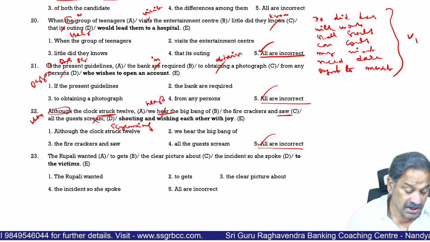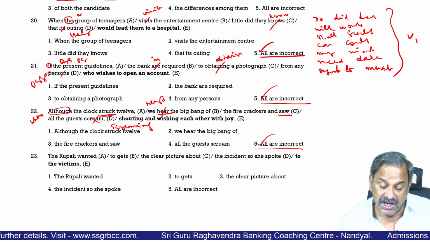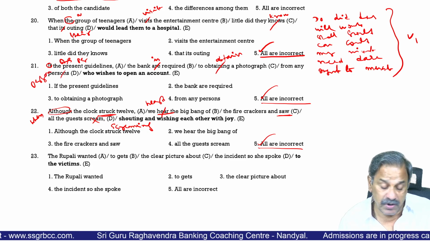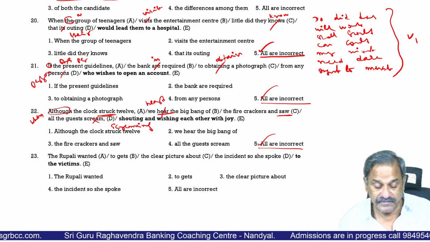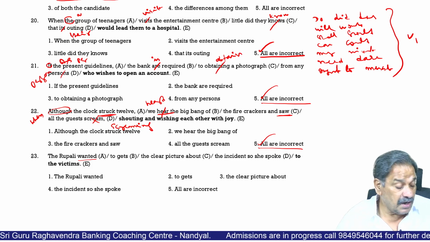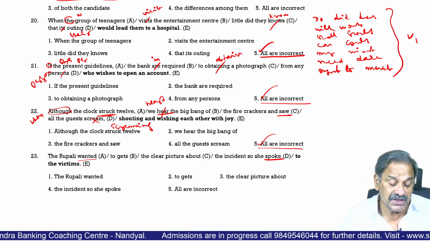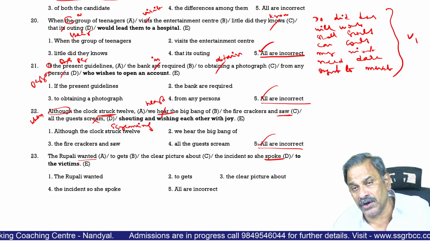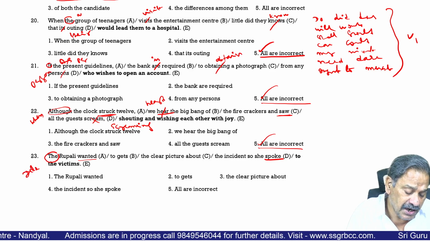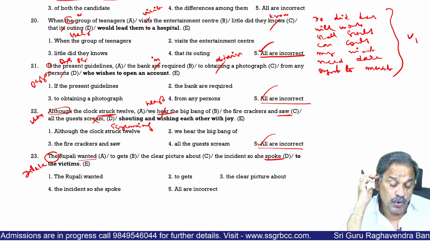Then 23. The Rupali wanted to get the clear picture about the incident, so she spoke to the victims. Wanted, past. Spoke, past. Speak, spoke, spoken, past. The Rupali is the proper noun. Before proper nouns, we won't use the definite article the. So we have to delete the. So Rupali wanted to.